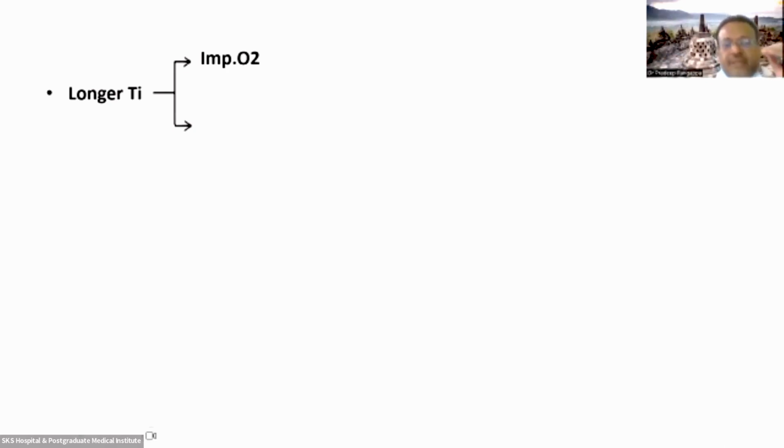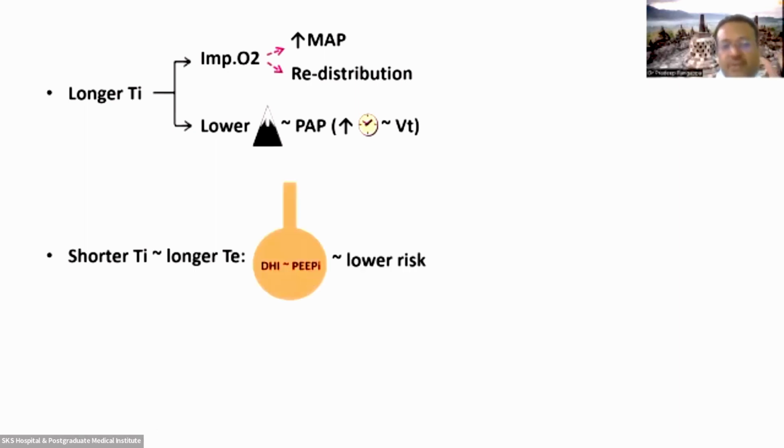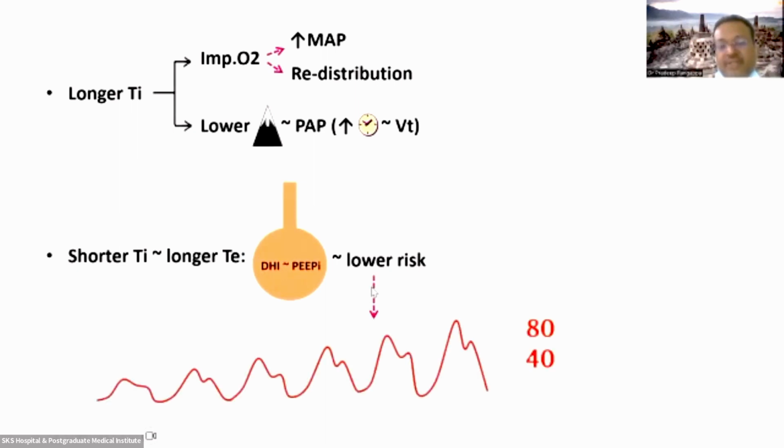What we need to understand is, if you have a longer inspiratory time, it improves oxygenation. It improves oxygenation by improving the mean airway pressure and by redistribution. And a longer inspiratory time lowers the peak airway pressure by increasing the time for the tidal volumes to be delivered. So we don't want this. If you put a longer inspiratory time, basically there is more tidal volume, which is not needed. So what we need is a shorter inspiratory time and a longer expiratory time, because the longer expiratory time will allow time for the carbon dioxide to be expelled, and it lowers the risk of dynamic hyperinflation or intrinsic PEEP.